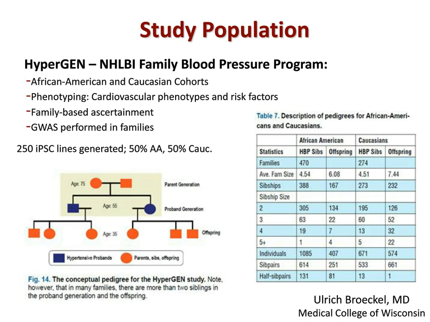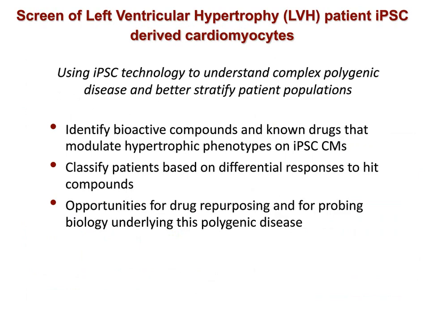So the design of our initial study, which is a small focused drug screen, is to identify bioactive compounds and drugs that might modulate hypertrophic phenotypes on control iPS-derived cardiomyocytes using a hypertrophy model that I'll describe. So once we have a hit set of compounds from this screen, we plan to then test them on patient-derived iPS cardiomyocytes to see whether there's a differential response, which we predict will contribute to a better understanding of how these patients could be stratified, especially when combined with information from GWAS studies.